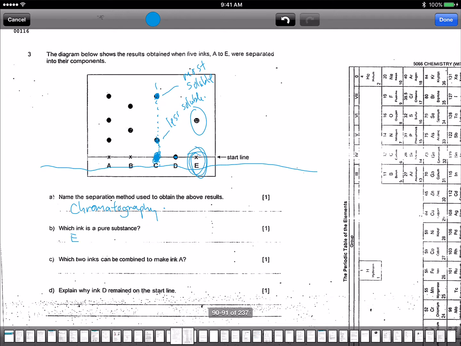So how come E is pure? Because there's only one thing in E. It's not separated into many things. Understand? Okay. So which two inks can be combined to make A? You have to look horizontally. C, and then E. So C plus E. Because A consists of 3 dots, you need 3 dots to make A, so you get C and E. Why does D remain on the starting line? Because it's insoluble in the solvent used. Very easy paper.